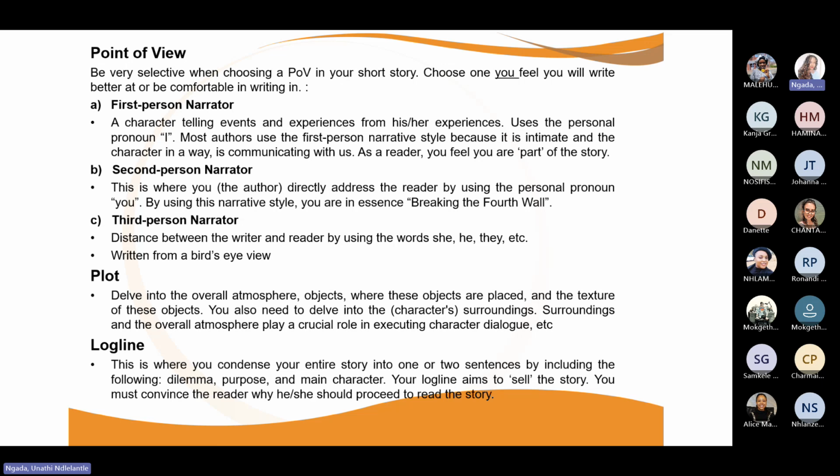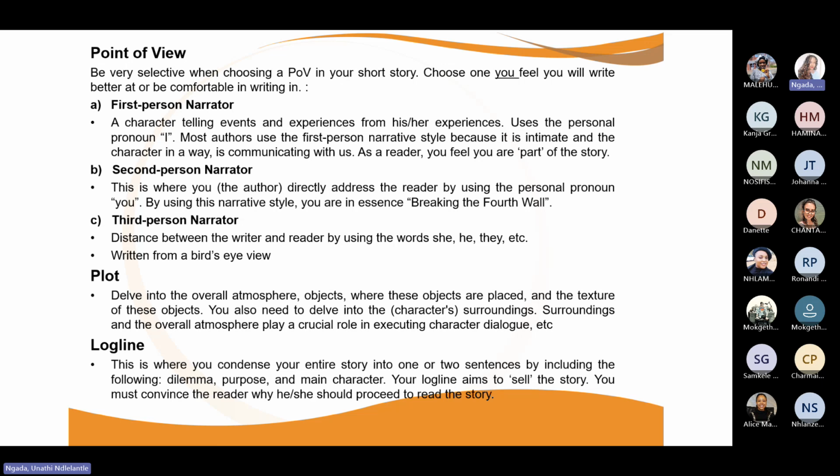So the log line here, this is where you are going to condense your entire story into one or two sentences where you state the main characters. What the log line does is that you are trying to sell the story, right? In essence, you're trying to convince us why we should continue reading your short story. So for assessment three, the portfolio, you'll see that in some parts of the creative writing task, it says that you need to include a log line for the short story, include a log line for the play.